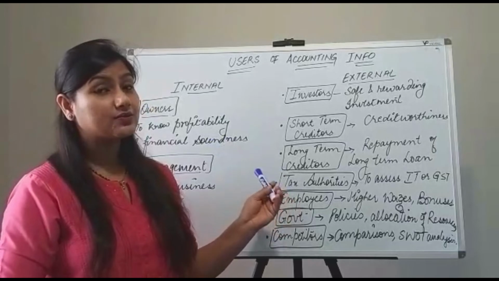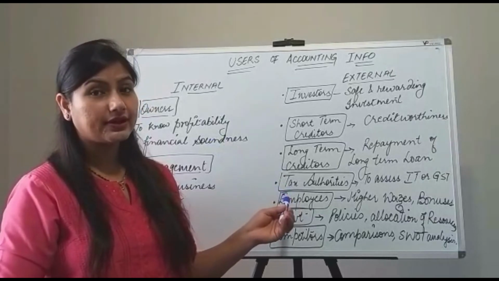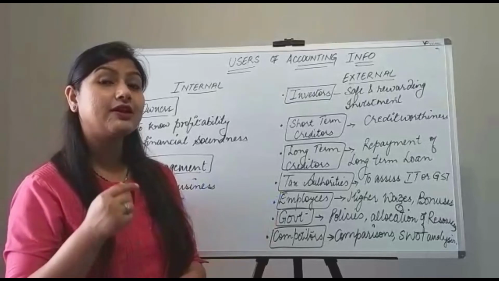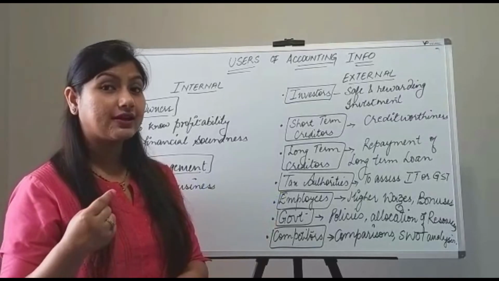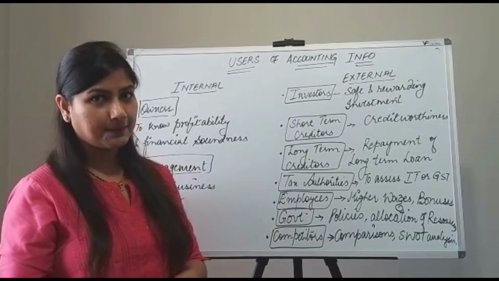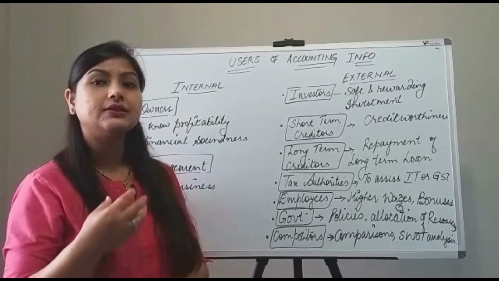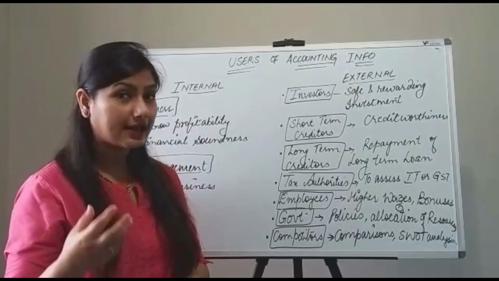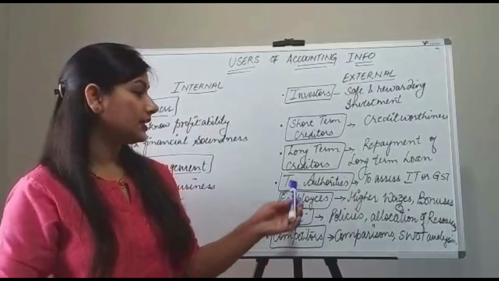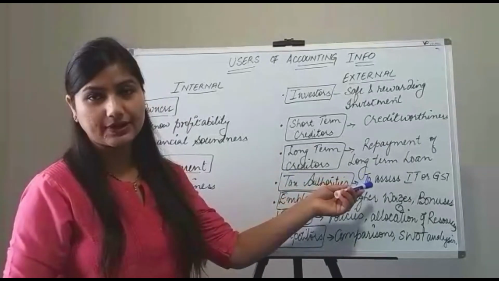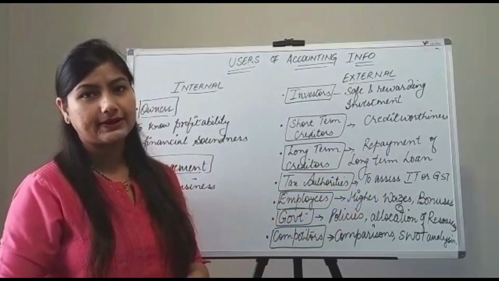Then comes tax authorities. Tax authority is also one of the very important users of accounting information, because on the basis of the financial information, they compute or assess the income tax and GST. Unless and until the business provides them with accurate, reliable accounting information, the tax authorities will not be able to assess the income tax or GST appropriately.